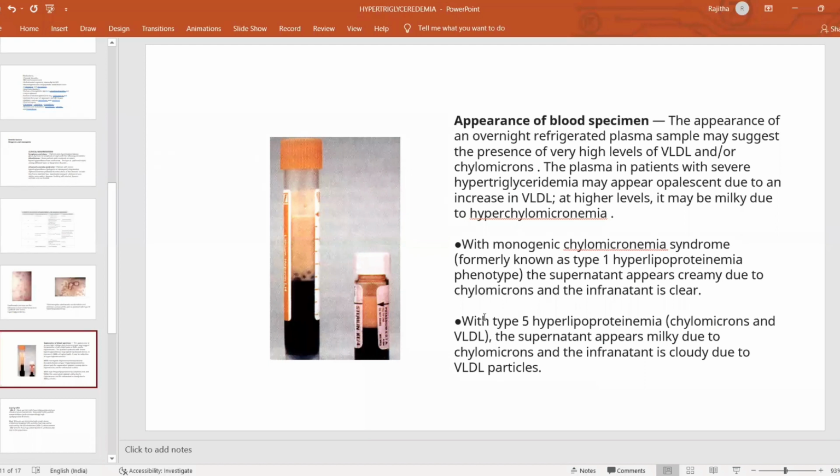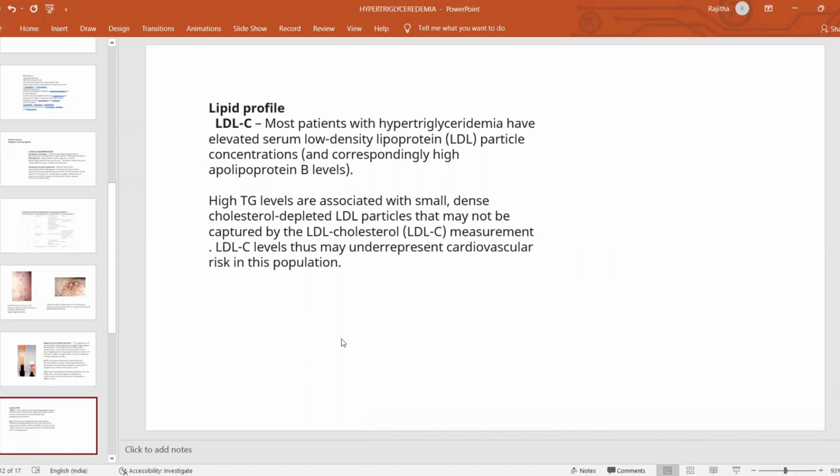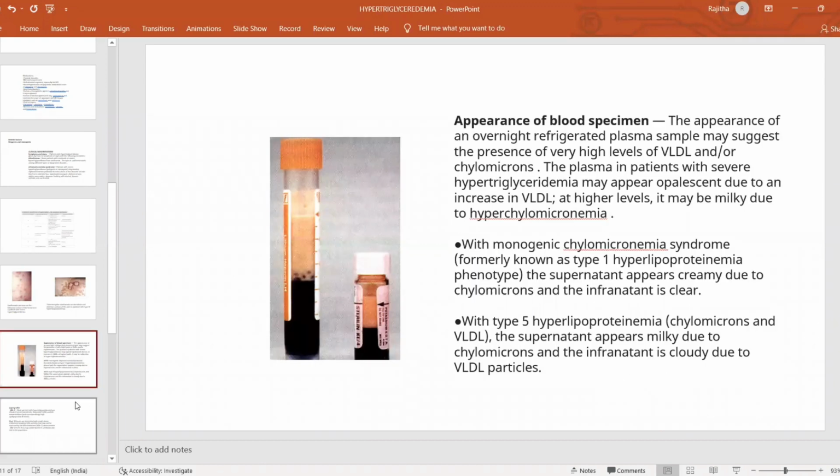As you can see in this picture, in monogenic chylomicronemia syndrome, commonly known as type 1 hyperlipoproteinemia, the supernatant appears creamy due to chylomicrons, and the infranatant is clear, whereas in type 5 hyperlipoproteinemia, with both chylomicrons and VLDL in excess, the supernatant is milky because of chylomicrons, and the infranatant is cloudy due to VLDL particles. And yeah, so these were a few clinical manifestations and what you see lab-wise when you refrigerate the blood sample.